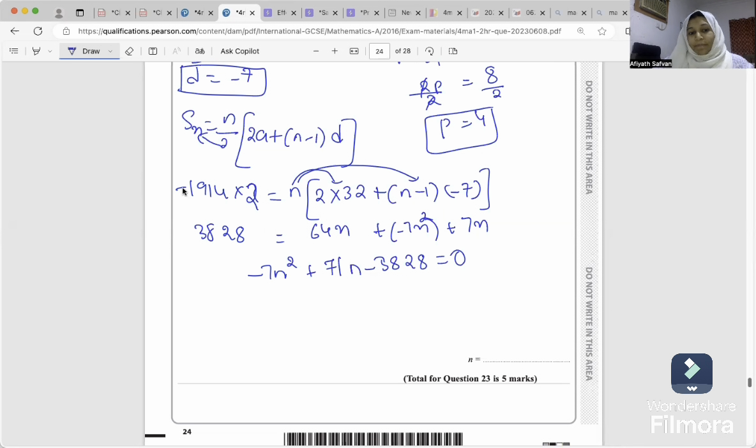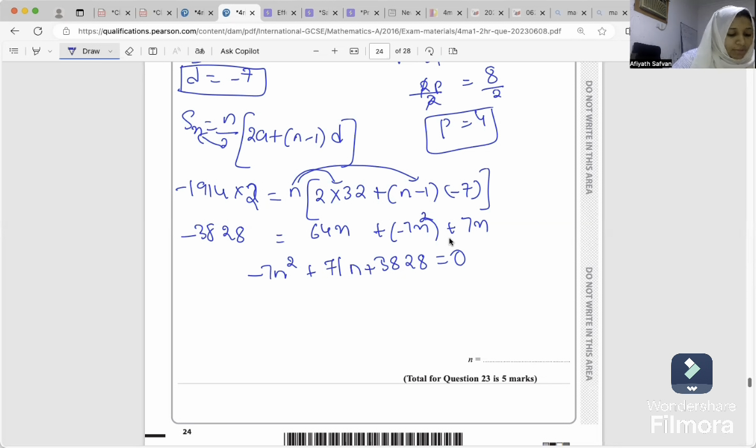Actually, it was minus 1914. So it was minus. So if I bring it to the right side, it will become positive. Okay. So you're going to solve this by factorizing. So, or you can simply use your calculator. So it is minus 7, 71. B value is going to be 71. C value is going to be 3828.